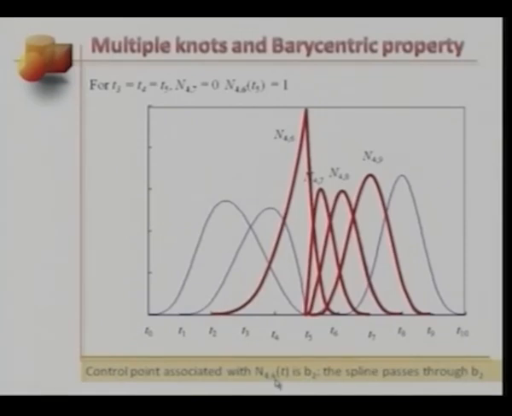So the index here is P plus I, if you recall. P is the order of the basis functions that we are using to construct our B-spline curves. Because of this local barycentricity property now, you would expect that our spline curve would pass through B2, for this example.